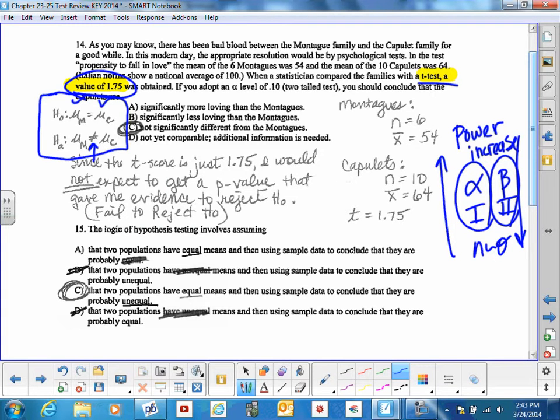So I am not concerned that my sample is a whacked out, way outside sample that calls into question the null hypothesis. So in summary, since this t-test is just 1.75, I would not expect to get a really small p-value that would cause me to reject a null, so therefore I'm going to fail to reject. Therefore, the Capulets, actually I marked over the question, the Capulets are not significantly different from the Montagues.